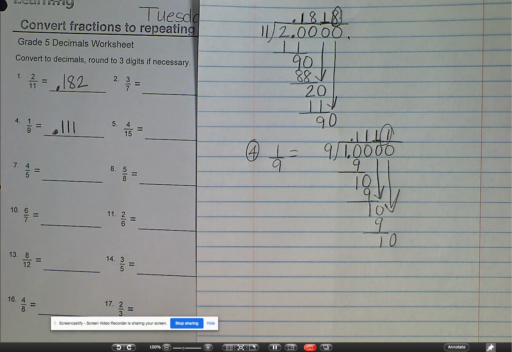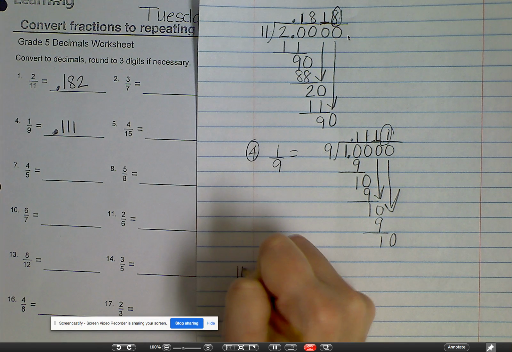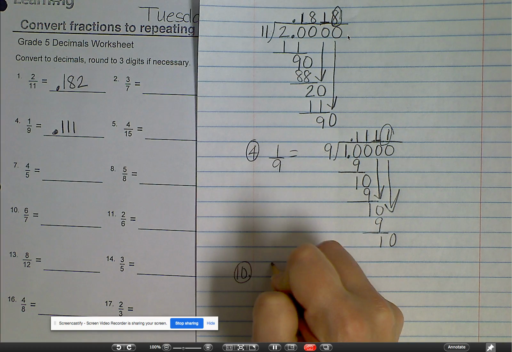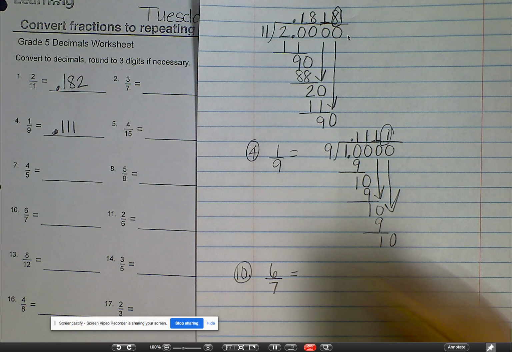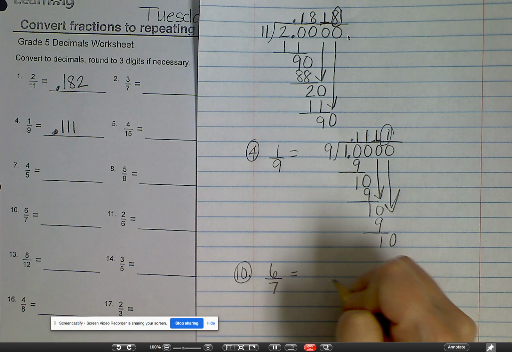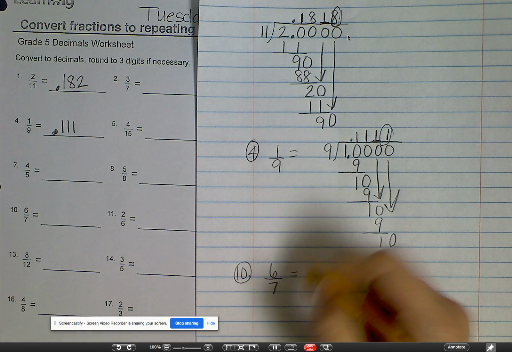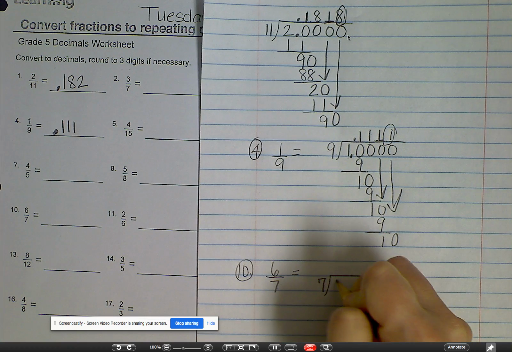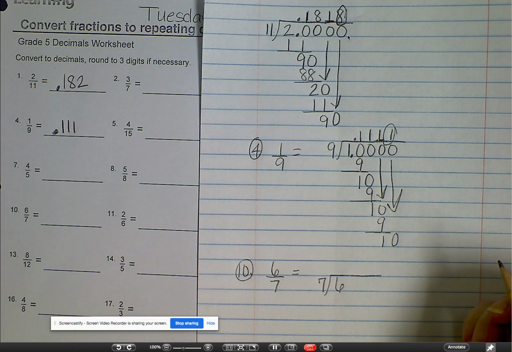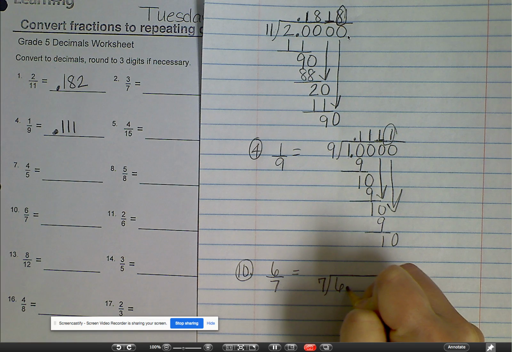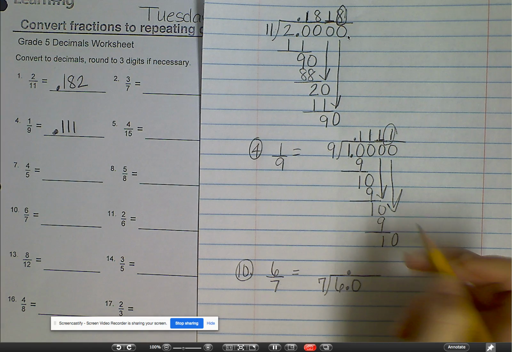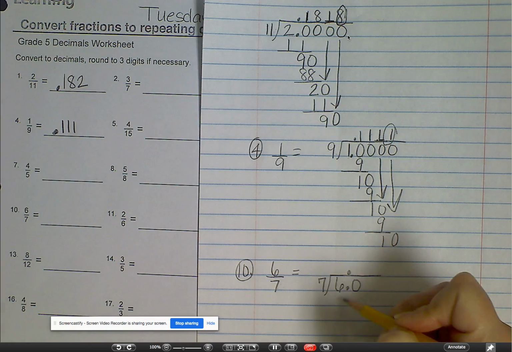All right, we'll do number 10. Number 10 is 6 sevenths. So in order to turn this into a decimal, I'm going to put 7 on the outside because it's my dog denominator, and the dog goes outside. And then I have a 6, right? So I'm going to add a decimal because 7 won't go into 6. When I add that decimal, I haven't changed the value of it.